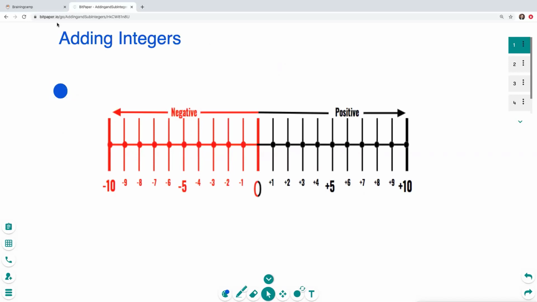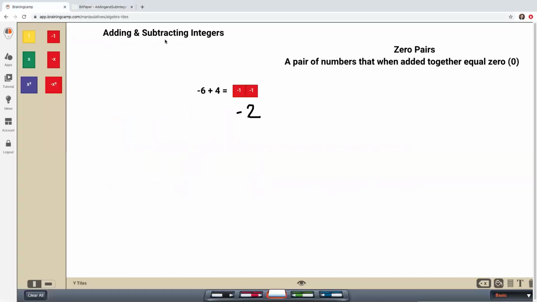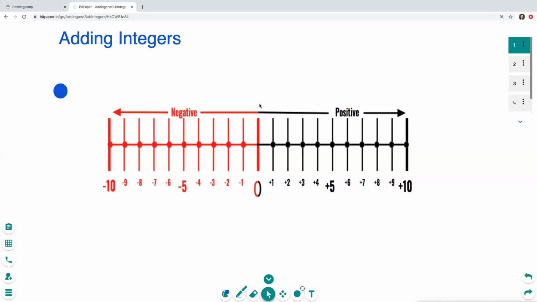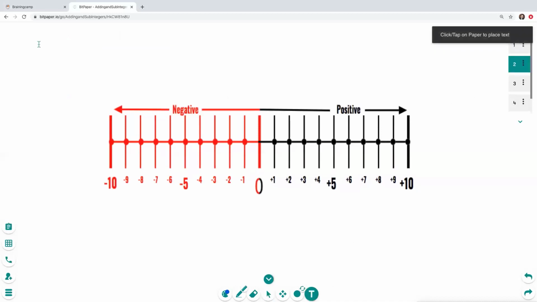And next, I want to show you subtracting integers. And I'm actually going to start with this number line with subtracting. I think the number line is a little easier to conceptualize than the algebra tiles for subtracting. I will show you the algebra tiles for subtracting as well. I just personally prefer the number line for subtracting as far as picturing what's happening. So let's go to a new page here.